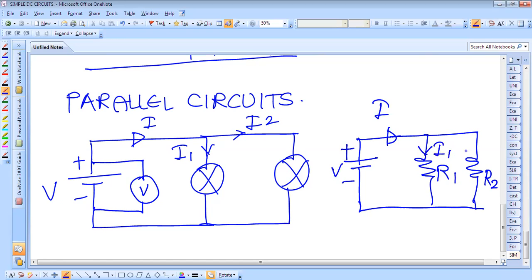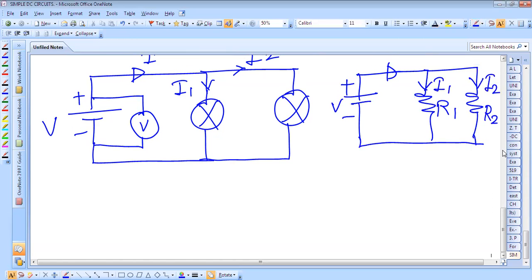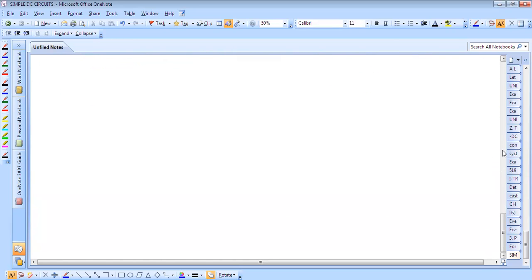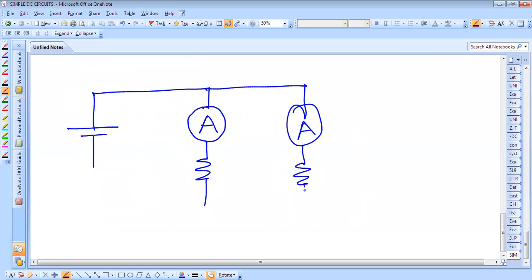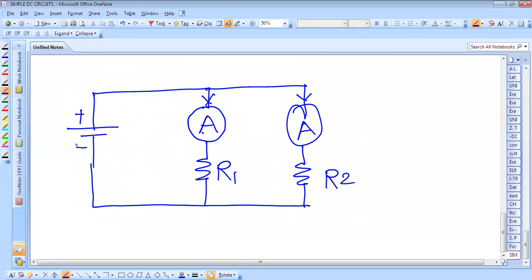This is the I1 current flowing from this. This is the I2 current flowing from this. Now suppose we have to measure the current through these circuits. Then we have to draw the circuit like this. Now we have to measure the current, so we require the ammeter. We also require one more ammeter. This ammeter will measure the current flowing through this, and this ammeter will measure the current flowing through this. This is R1, this is R2.